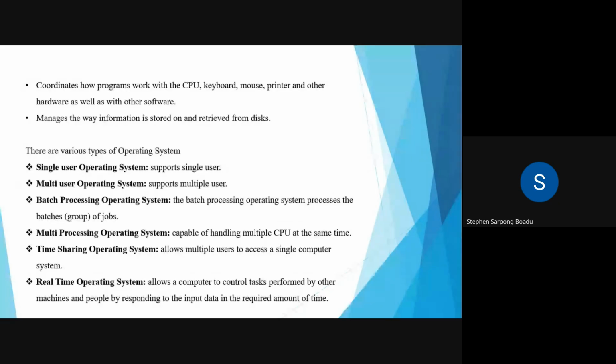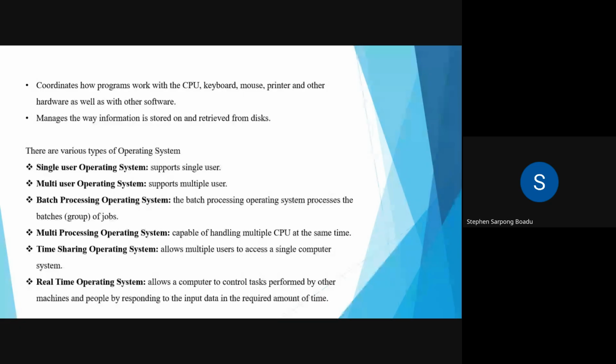Okay. Then we have the last one, the real time operating system. It allows the computer to control tasks performed by other machines and people by responding to the input in the required amount of time. Normally, these are operating systems that cannot tolerate delays. They are used in places where we can't tolerate delays.